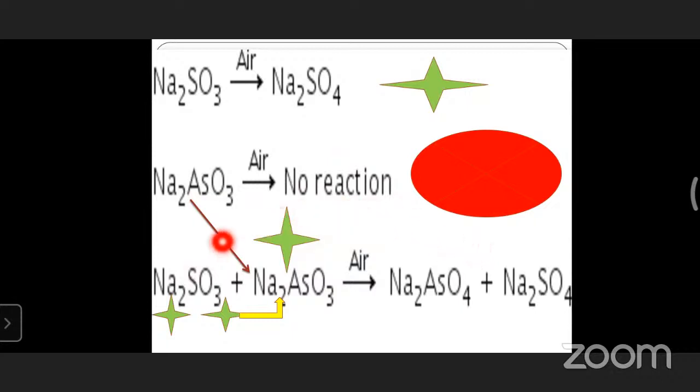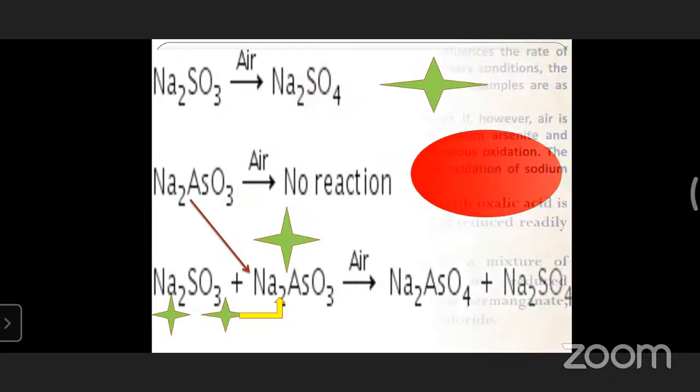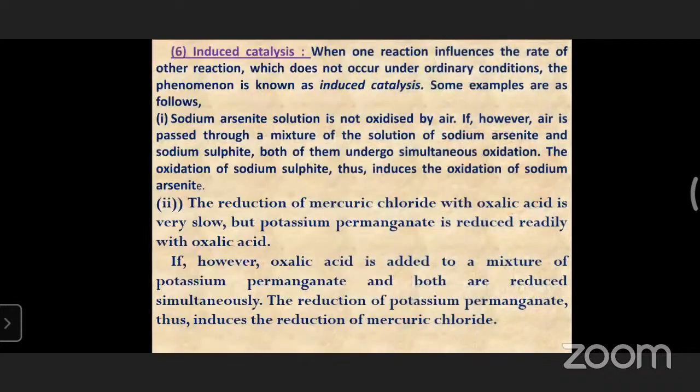So here, because of this reaction, the catalysis is working and the oxidation is happening. That's the meaning of that. Sodium arsenate solution is not oxidized by air. However, when air is passed through a mixture of sodium arsenate and sodium sulfite solutions, both undergo simultaneous oxidation. The oxidation of sodium sulfite thus induces the oxidation of sodium arsenate.